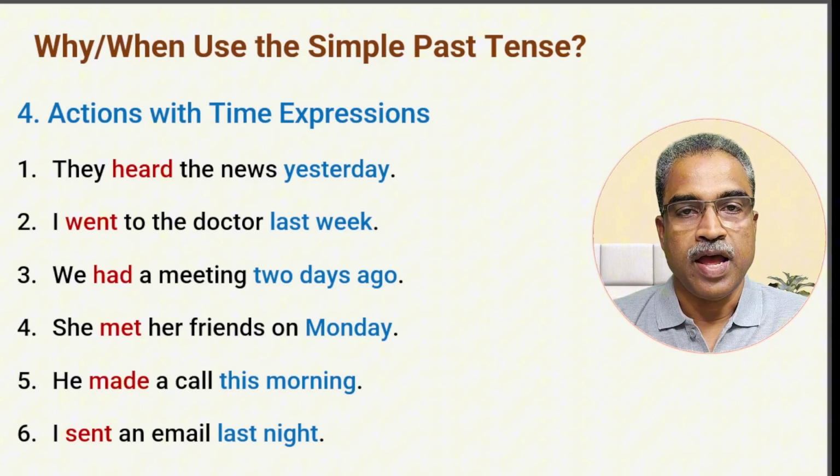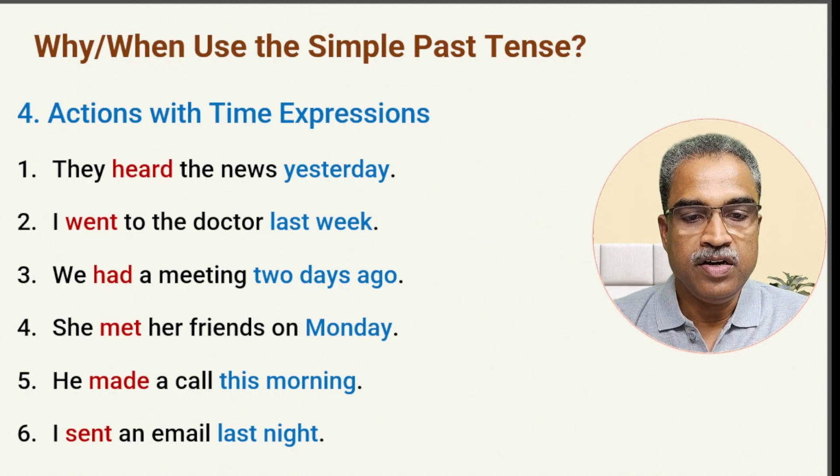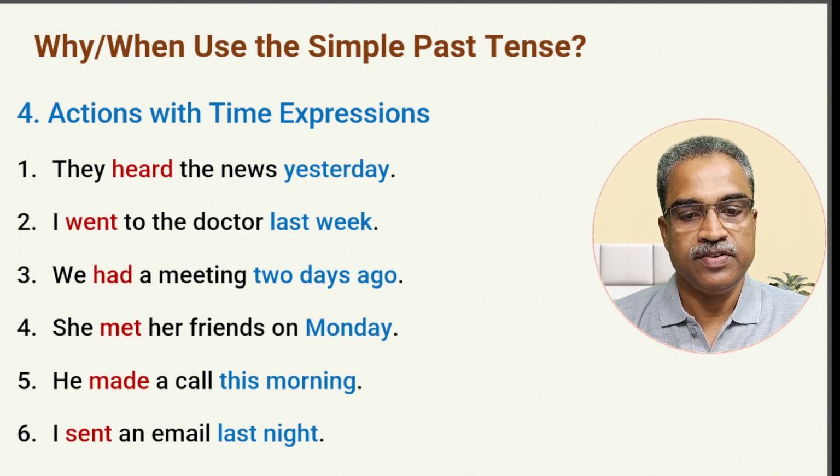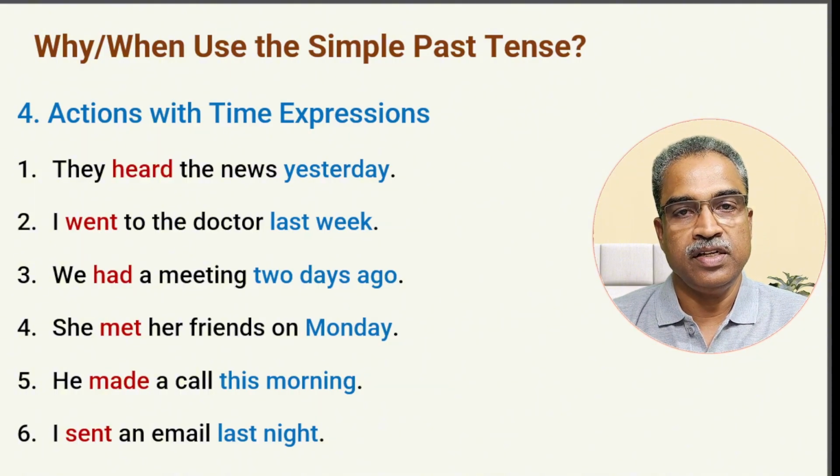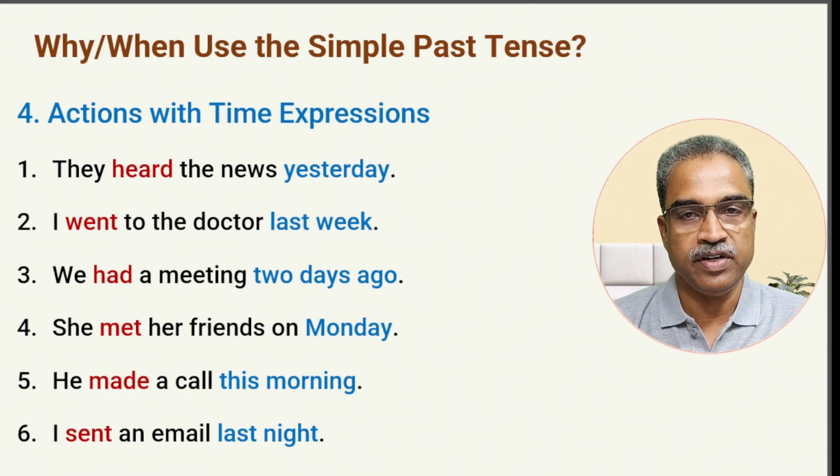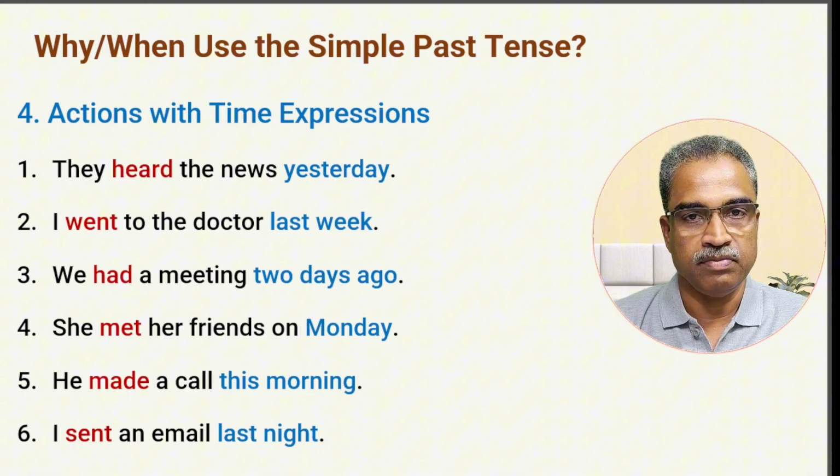Next, actions with time expressions. For example, they heard the news yesterday. Yesterday is a time expression, a specific time. Whenever we use the word yesterday, we normally use simple past. They heard the news yesterday. I went to the doctor last week. Last week is an adverb of time. We had a meeting 2 days ago.